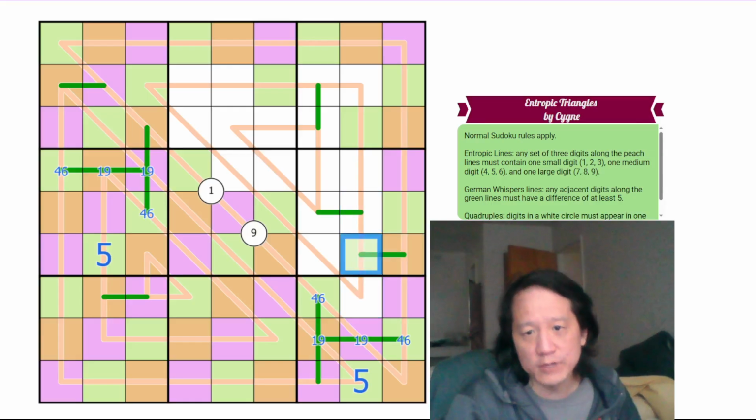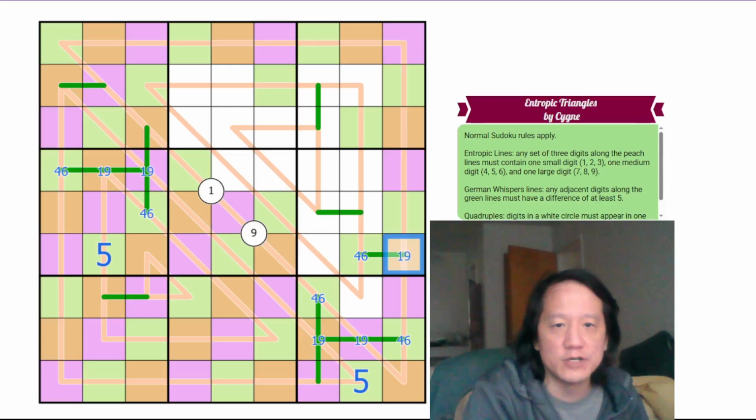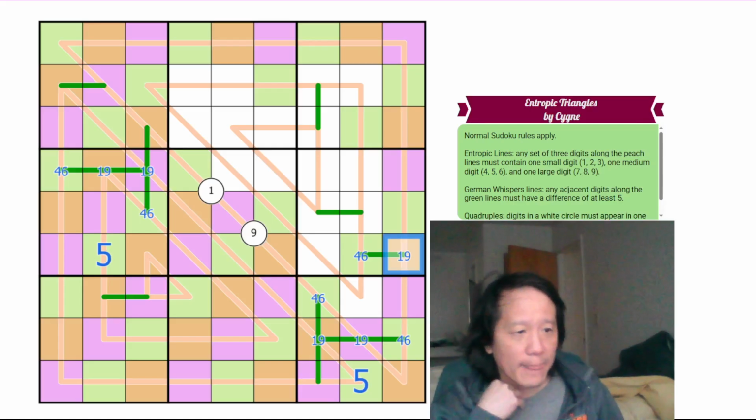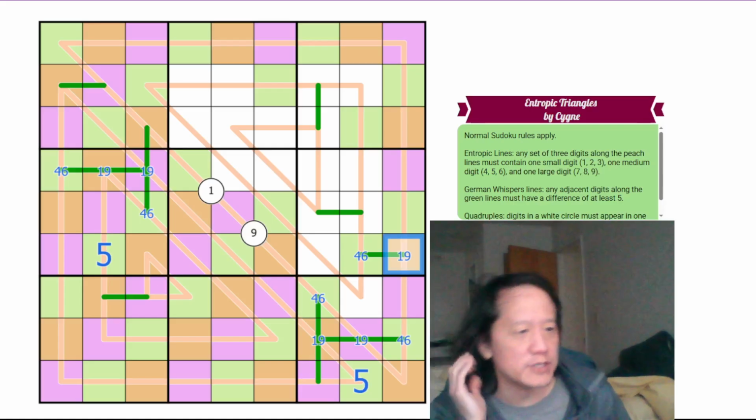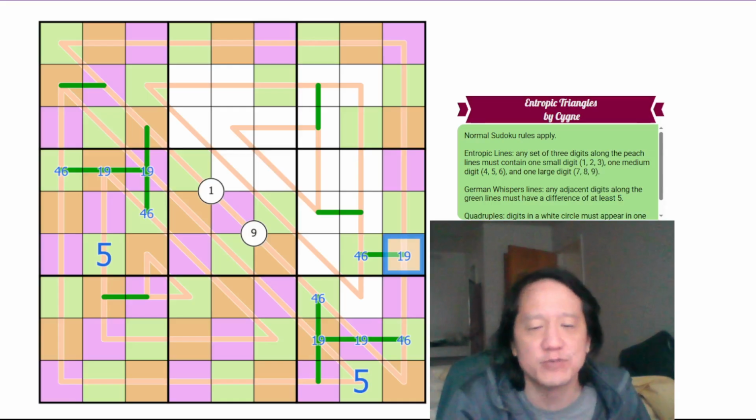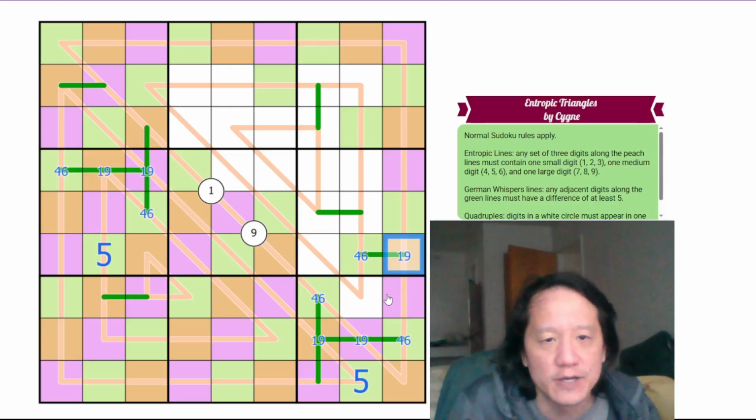So this is green, which makes this a 4, 6, which makes this 1, 9 here to be next to it. And the reason why it's 1, 9 is because 4 can only be next to 9, and 6 can only be next to 1 on a whisper 5 line. So that's the reason why we know that. This has to be an orange-pink pair.